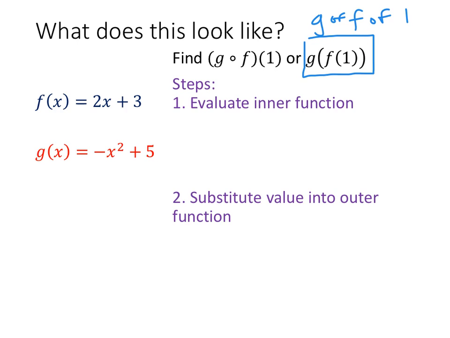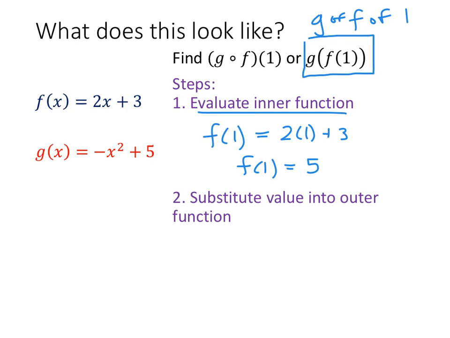the idea is that we're going to start from the inside of this nested function and work to the outside. The first thing we're going to do is evaluate the inner function, which is f of 1. f of 1 means I'm going to use the function f, and anywhere that I see x, I'm going to plug in 1. So 2 times 1 plus 3, and so f evaluated at 1 is simply 5.